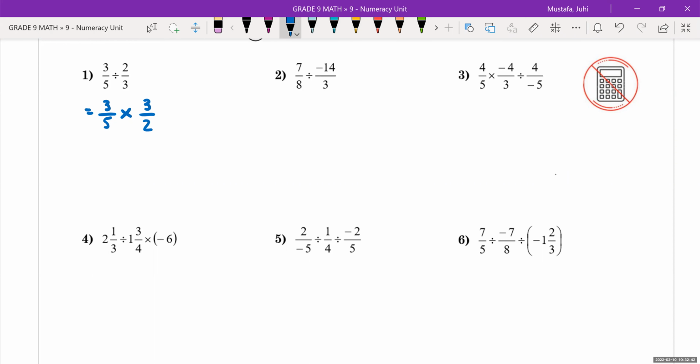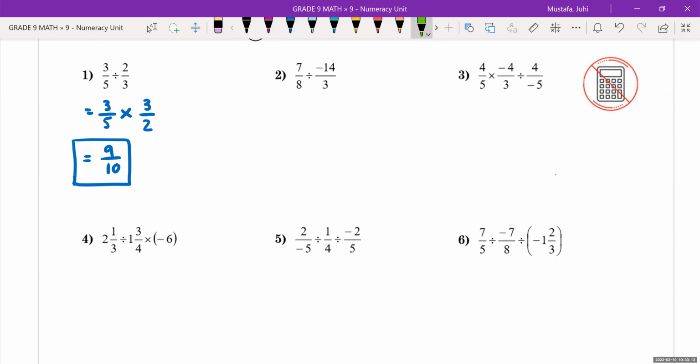If we were able to, would we cross reduce? I mean, you can't in this question, but if you were able to, you would. However, you can't in this question. So all we're going to do is multiply the top. We're going to get 9, multiply the bottom. We're going to get 10. And that would be our final answer. So really, what are these questions? They're just multiplying fractions.